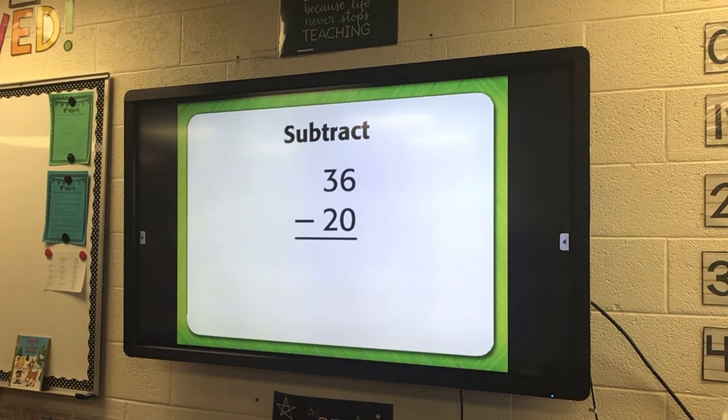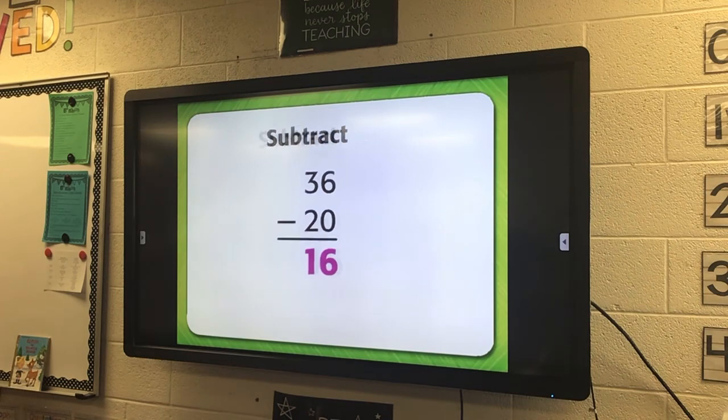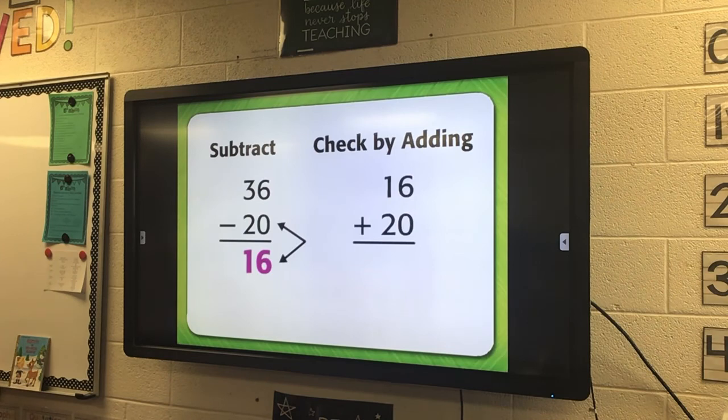Let's try another subtraction problem. 36 minus 20. What is 36 minus 20? Let's see. 6 minus 0 equals 6. 3 minus 2 equals 1. So 36 minus 20 equals 16. Now let's check our answer by adding 16 and 20. 6 plus 0 equals 6, and 1 plus 2 equals 3. The sum is 36, which matches the number we subtracted from.